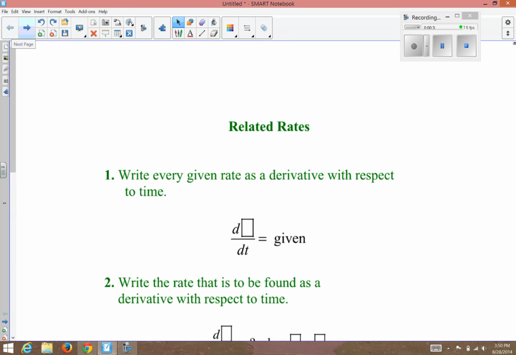When we do a related rates problem, this is what we're going to do. First thing is write every given rate as a derivative with respect to time. Derivative of something with respect to time will equal some given number.